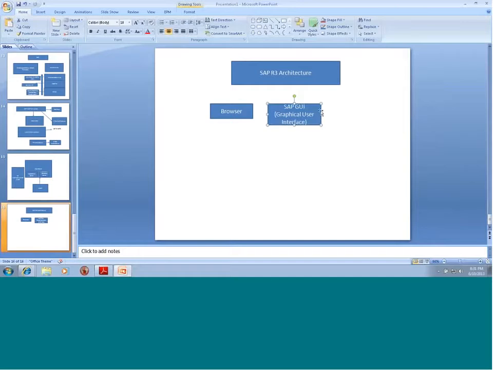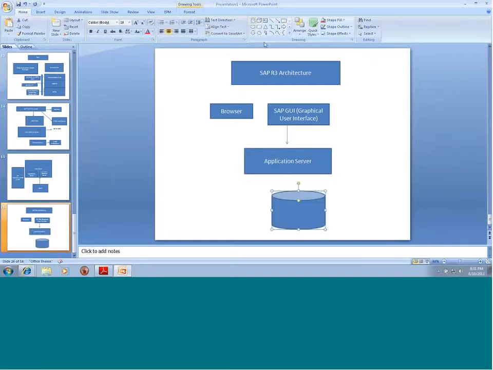So it could be a client, and what will happen is the client will interact with an application server, and the application server in turn will interact with a database. So the application server and the database server were separated from one another. This is commonly referred to as the R3 architecture.